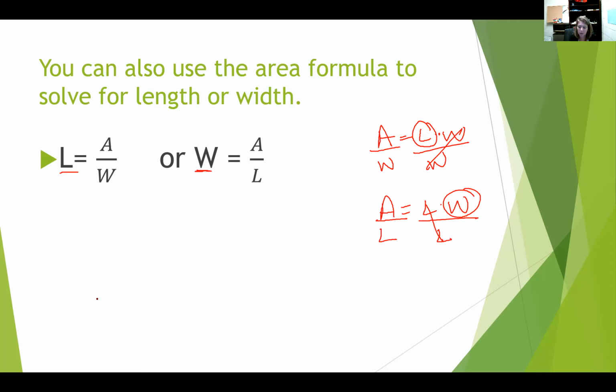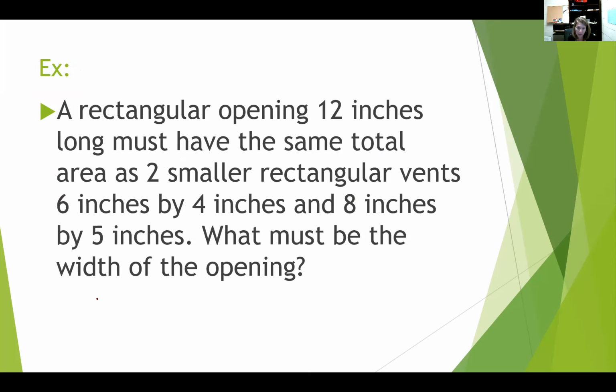Okay. Sometimes that may be helpful to use in a problem. All right, here we go. So we have a problem. A rectangular opening 12 inches long must have the same total area as 2 smaller rectangles. Okay, vents that are 6 inches by 4 inches and 8 inches by 5. What must be the width?